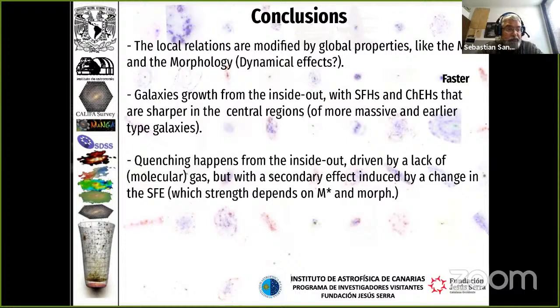Galaxies grow from the inside out in general, at least in the last 8 gigayears. And both the star formation history and the chemical enrichment history are sharper in the central part of galaxies. The galaxies in the central part have a more peaked star formation history that peaks earlier in cosmic time. So that's the sense of the inside out growth. And this is totally connected with the chemical enrichment. Enrichment happens faster in the central part than in the outer part. And again, quenching happens also from the inside out.